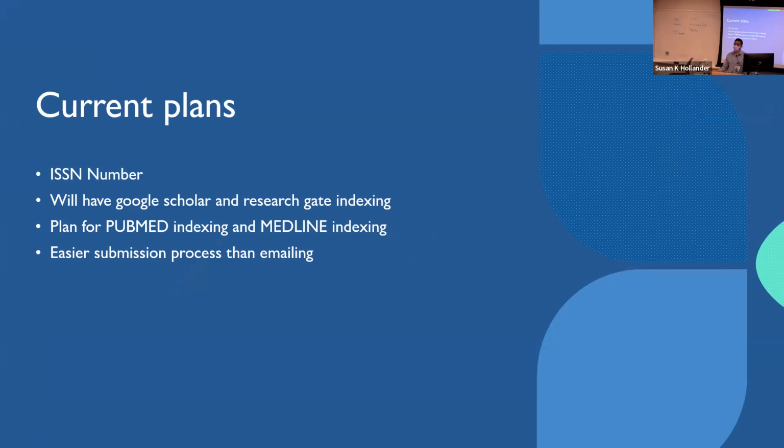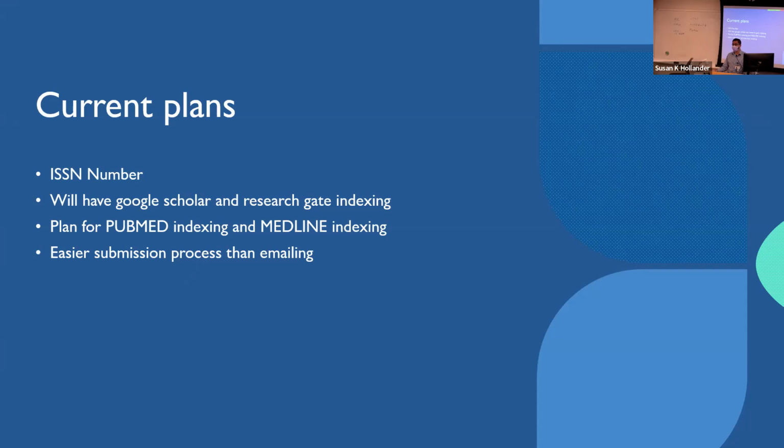So current plans, we're going to register with ISSN, which is a standard for every journal. We will have Google Scholar indexing and ResearchGate indexing as well. We're also planning for PubMed indexing. We're setting it up in a way that down the road we can get it. The trouble with PubMed indexing is you have to be in circulation for about a year or 2 before you get it. So I'm not able to get PubMed indexing yet. If I could, I would. Unfortunately, I'll have to wait a little bit.